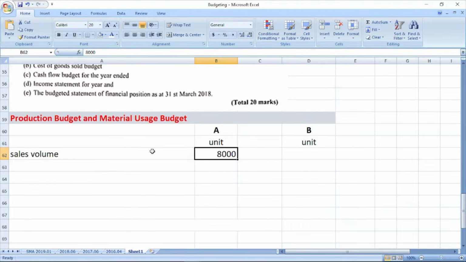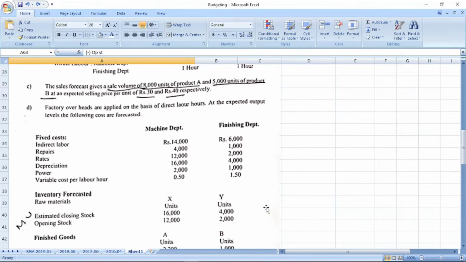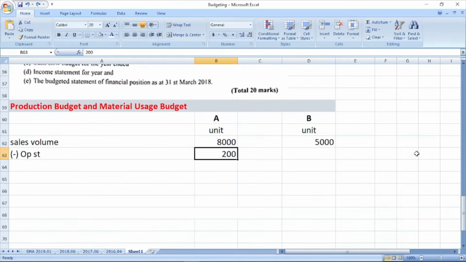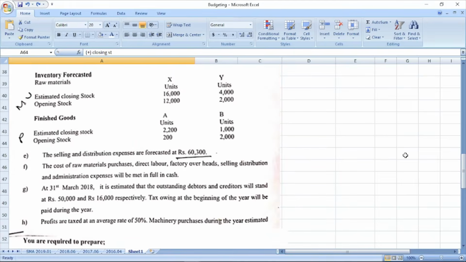So unit A sales volume is 8,000 and unit B is 5,000. Next, our opening stock, we already have it. Next, we will see what the estimated closing stock is. We normally maintain a stock of 2,200 for product A and 1,000 for product B.